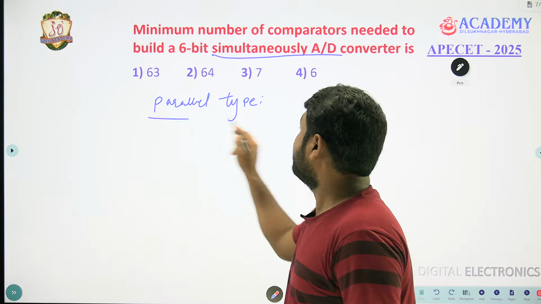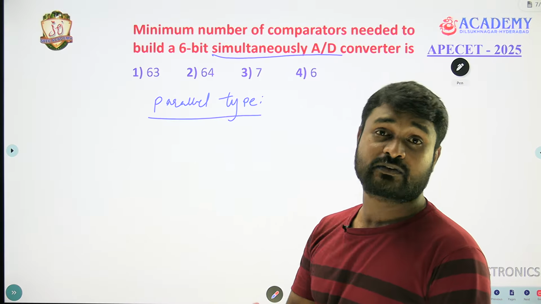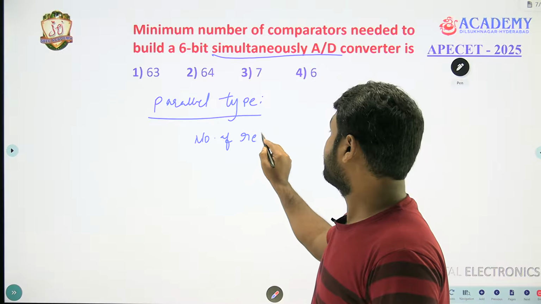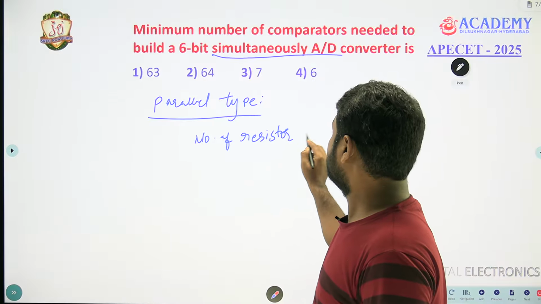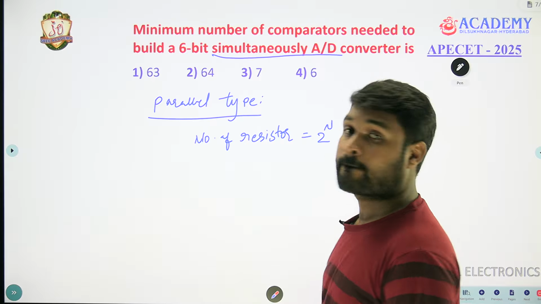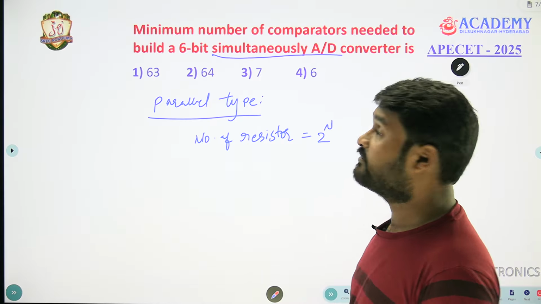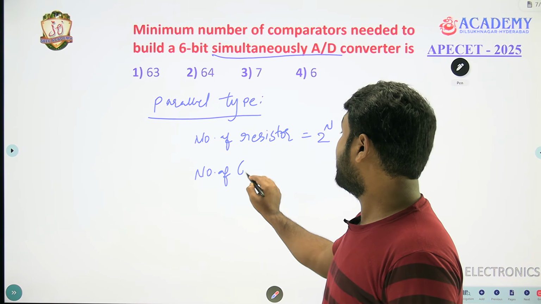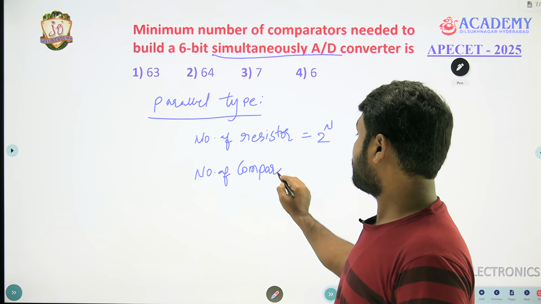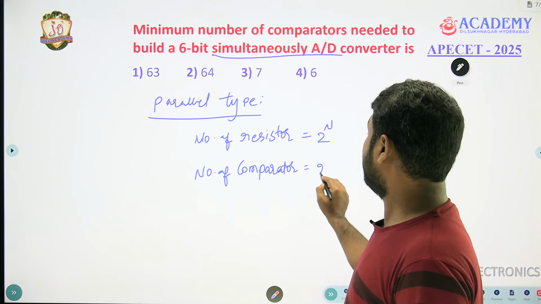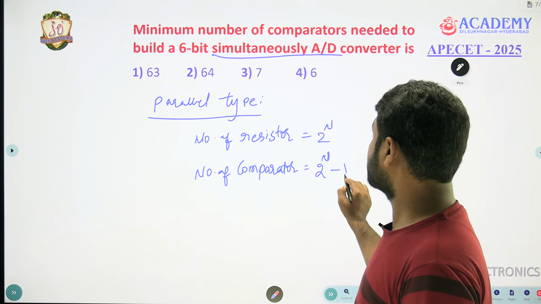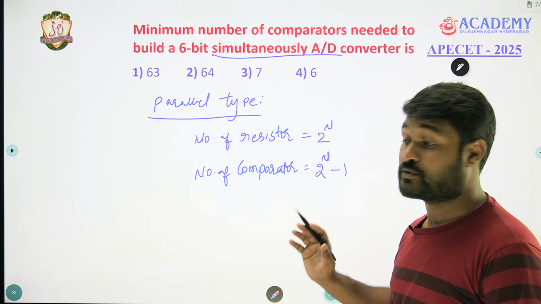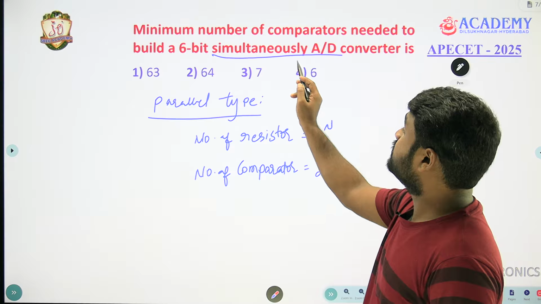So in the parallel type, you will be using a number of resistors for resistive division. The number of resistors is 2 to the power n, where n is the number of bits. And you will be using a number of comparators. The number of comparators is 2 to the power n minus 1. So now you can answer the question. This is the parallel type.